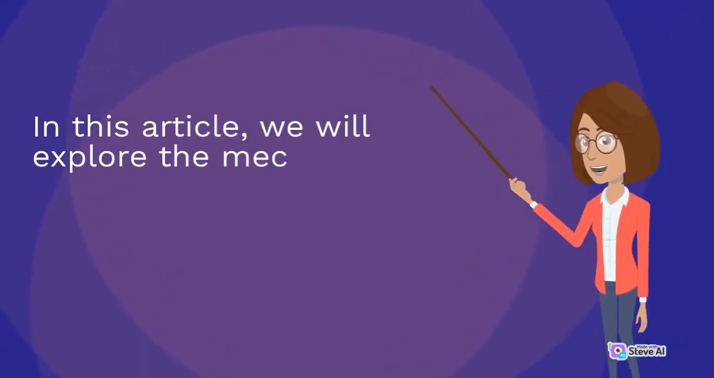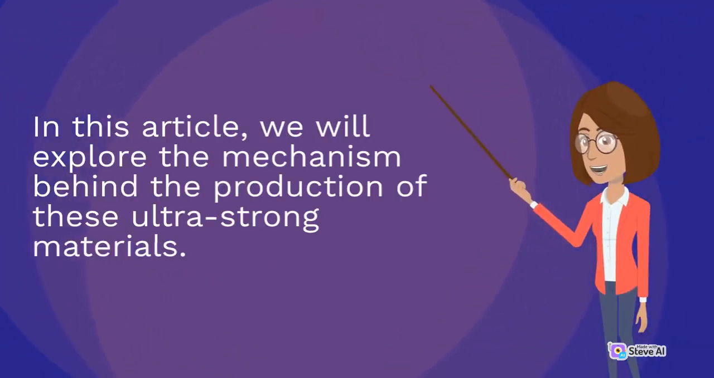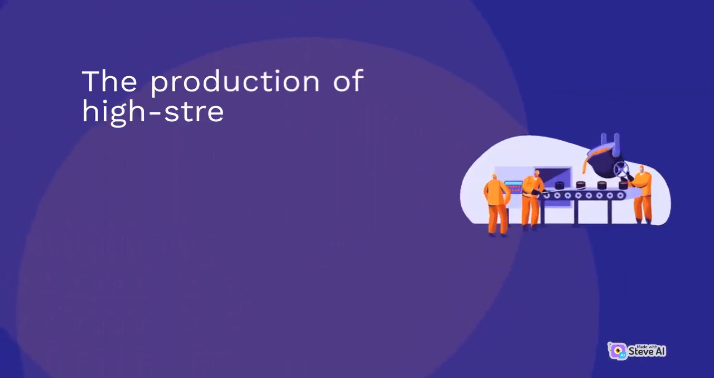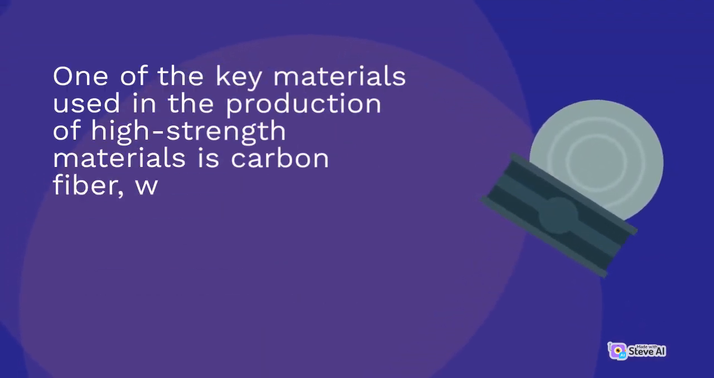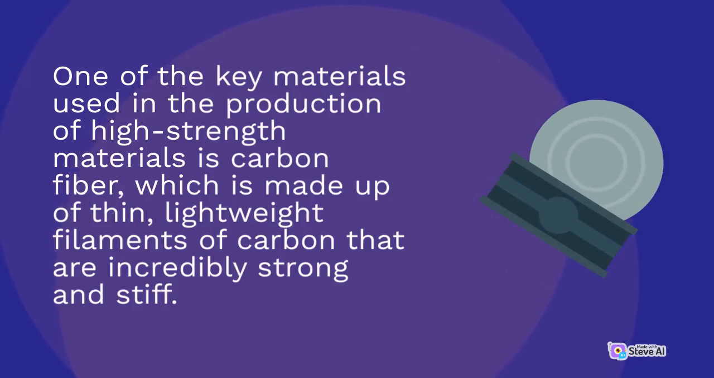In this article, we will explore the mechanism behind the production of these ultra-strong materials. The production of high-strength materials typically involves the use of advanced manufacturing techniques and materials science. One of the key materials used in the production of high-strength materials is carbon fiber, which is made up of thin, lightweight filaments of carbon that are incredibly strong and stiff.